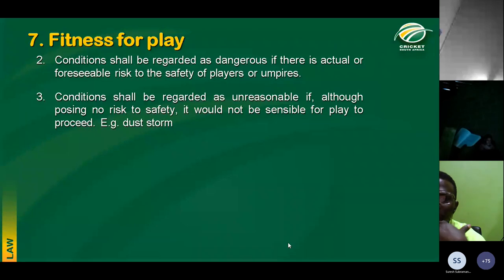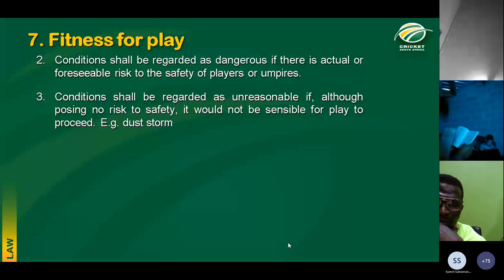So the two words again: umpires need to ascertain whether conditions are dangerous, and I gave you an example, lightning. And the other word is where the conditions are unreasonable. And an example of that is a dust storm.